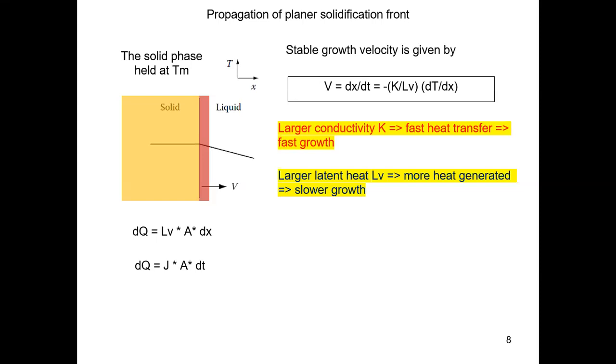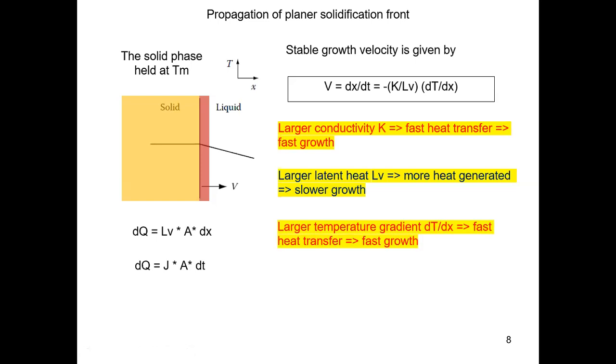So this means that more heat is generated per unit volume, and I have to either spend more time to take it away or do something else. But in general, I don't like this, because if I have more heat, this extra heat is going to slow down the growth of the front, right? So that's why we see this is inversely proportional to the latent heat, which means that if you have a larger latent heat, the velocity is going to be smaller.